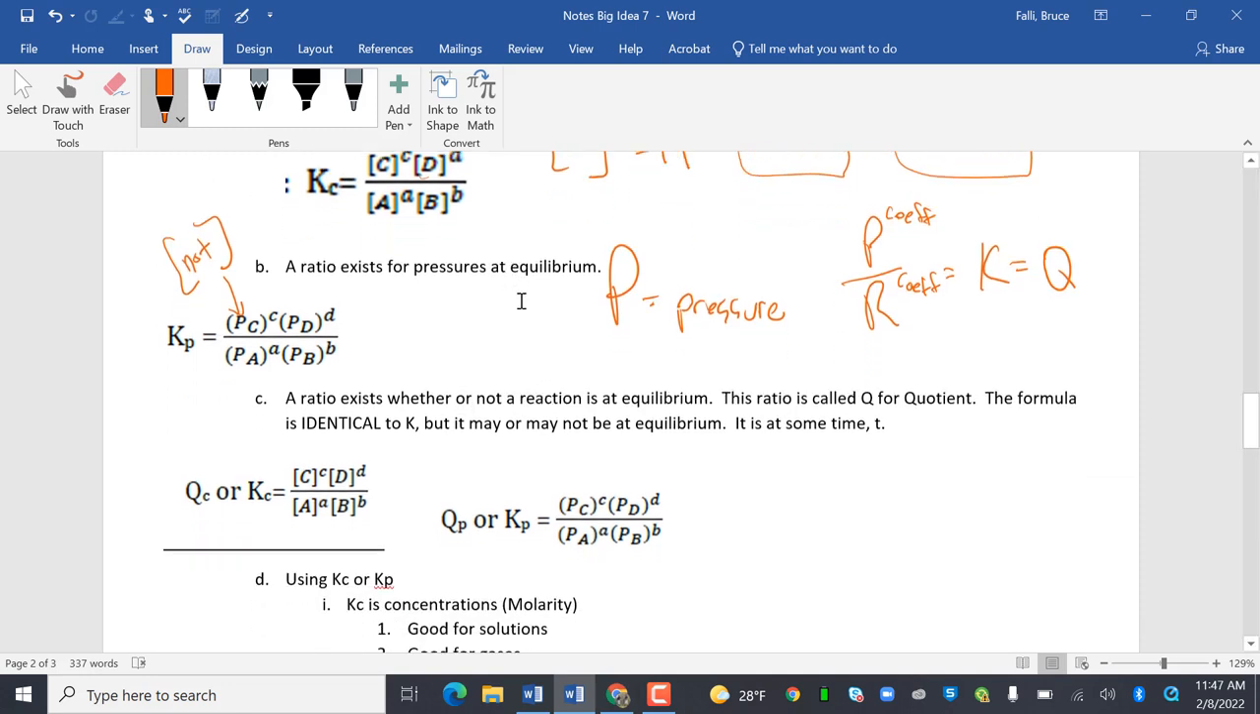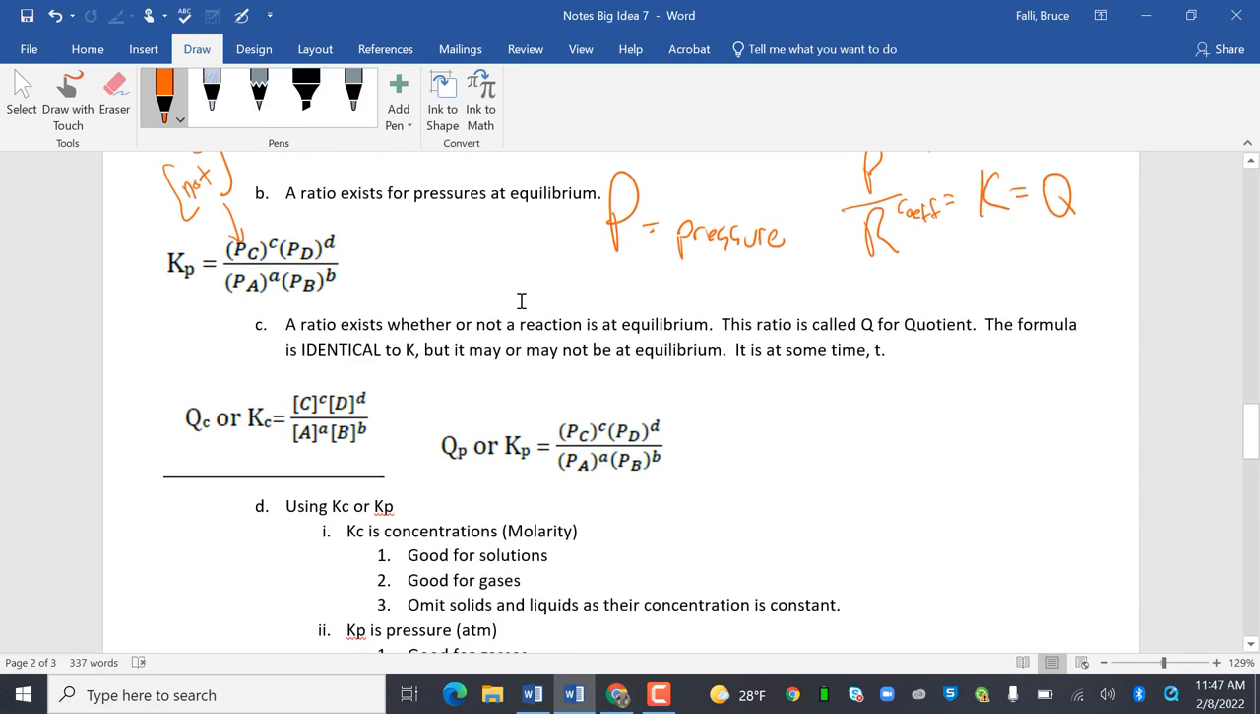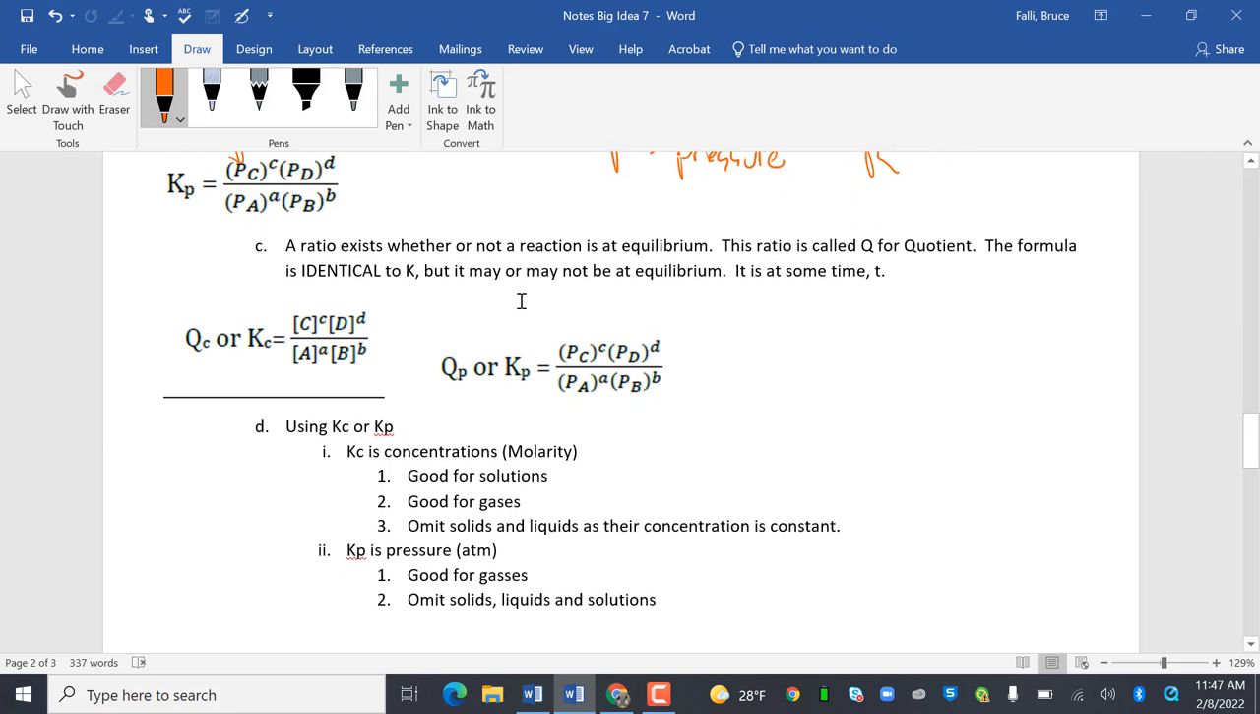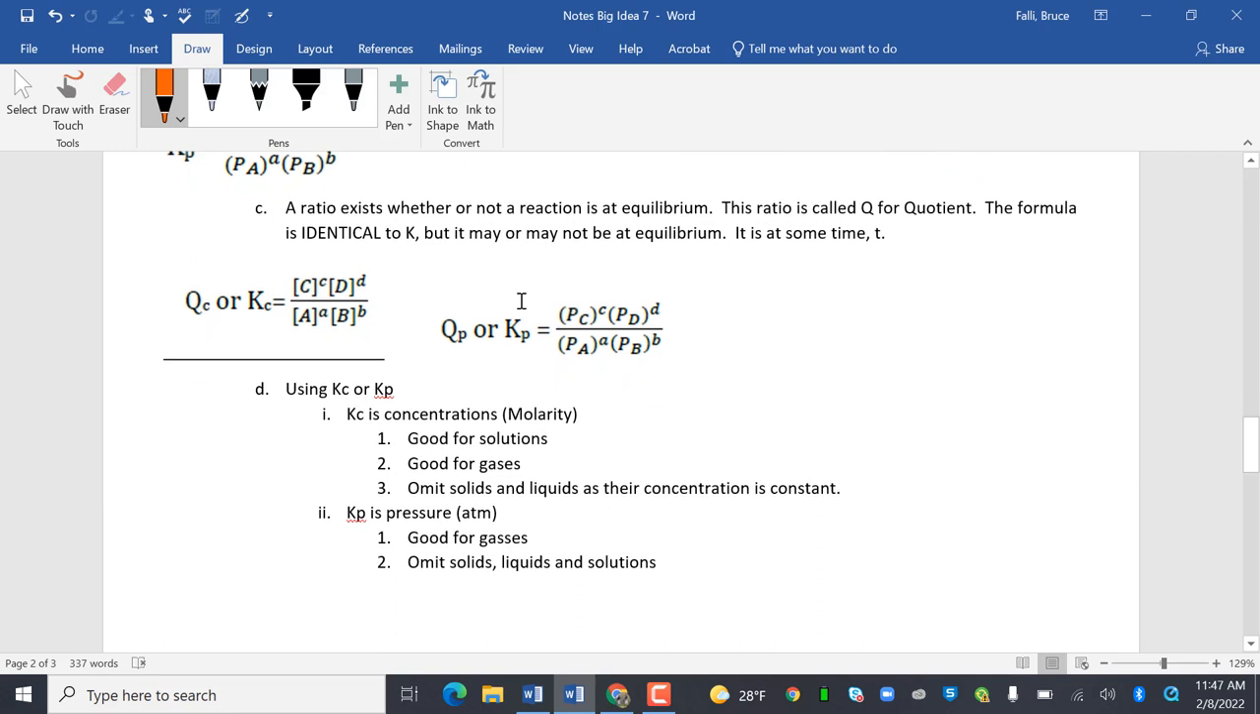Okay. Ratio exists whether or not the reaction is at equilibrium. This ratio is called Q for quotient, which is the answer of a division problem. The formula is identical to K, but it may or may not be at equilibrium. It is at some time, which we say time T. So Q equals K, which is products over reactants. Q_P equals K_P, products over reactants.